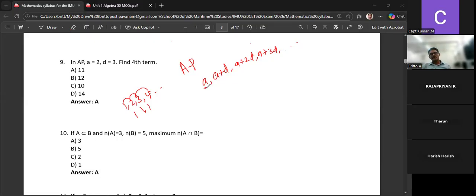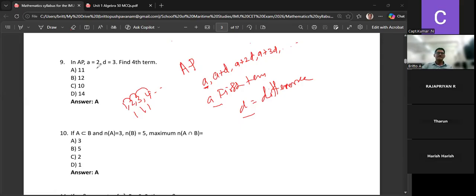Now A is called the first term. D is called the difference. If you know the first term and the difference, you can form the AP. So when you form an AP, we need only the first term and the difference.